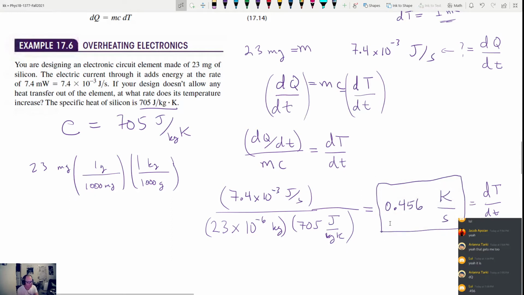Now, this is a little bit ridiculous in terms of the assumptions here, because it said that your design doesn't allow any heat transfer out of the element. That's ridiculous, because every system is going to lose energy to the environment, right? And almost all electronic devices are designed to be able to dump out their heat. Usually by having something like, in computers, a heat sink, which is basically a bunch of blades of metal with really large surface area that can release their heat into the environment. And then of course also things like fans. Nowadays, a lot of computers use liquid cooling, right?